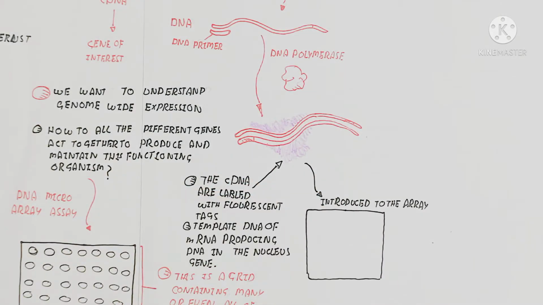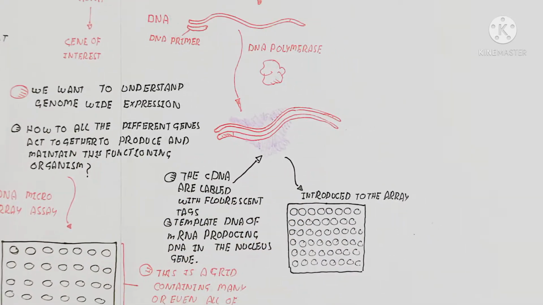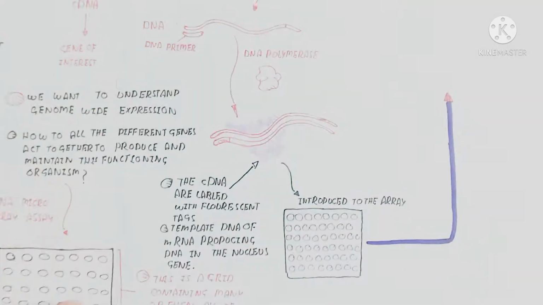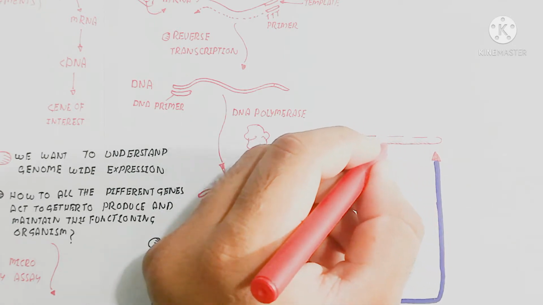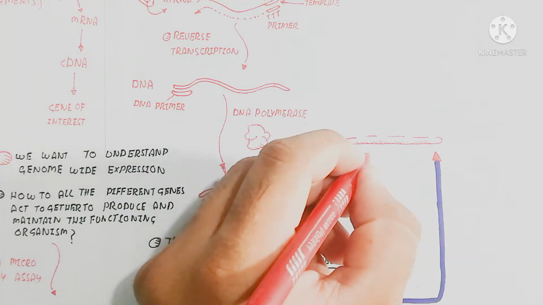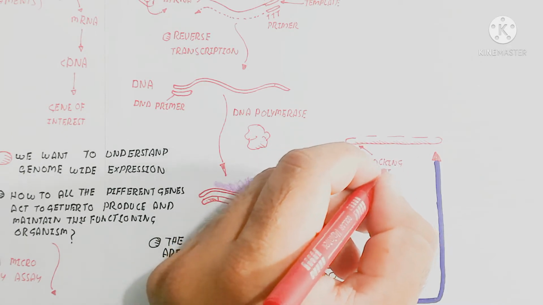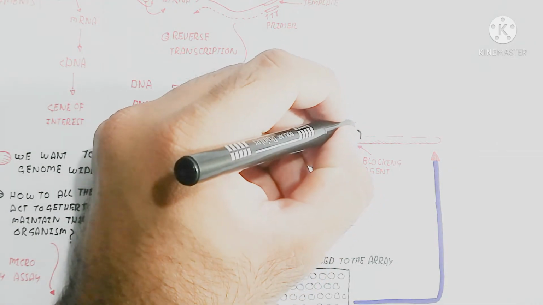So this is basically a grid that is introduced to the array. Here is the array which contains a grid, and each contains a different type of gene probe which wants to bind with the complementary RNA. So when we take the RNA, here was the explanation. Here we will discuss the summarization.